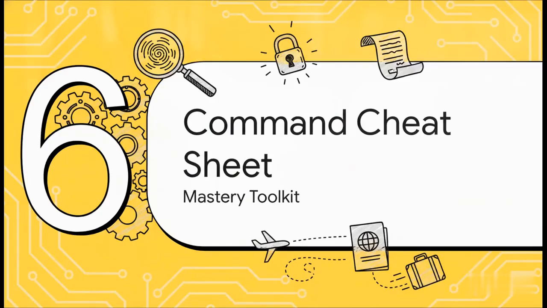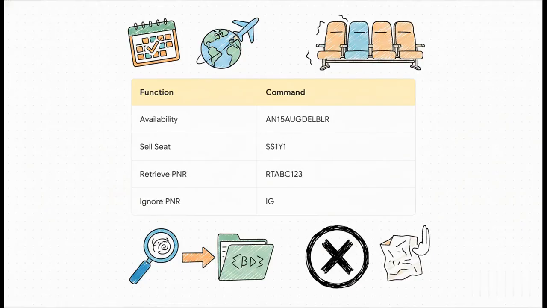Section 6, Command Cheat Sheet. Mastery Toolkit. Now that you totally get the logic behind all this, let's move to our final section. You are now officially trained code breakers, so let's look at your ultimate mastery toolkit. The crucial point is that you really don't need to memorize a massive dictionary to do this, just these core functional patterns. You see our availability and sell seat commands up at the top, but take a look at the new vital commands at the bottom.